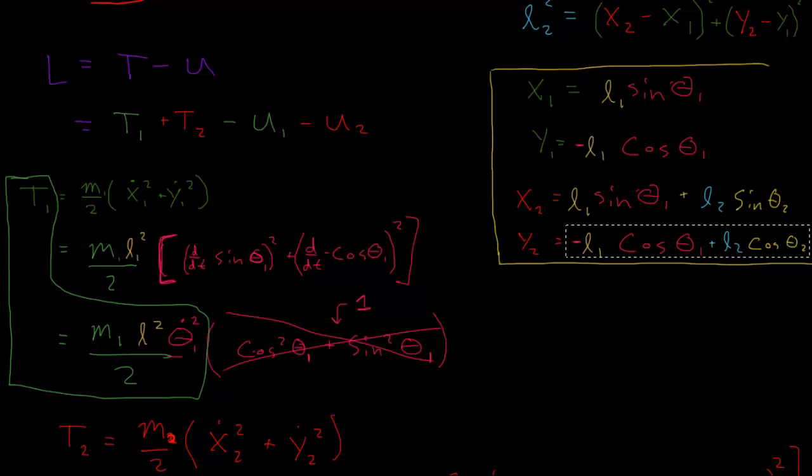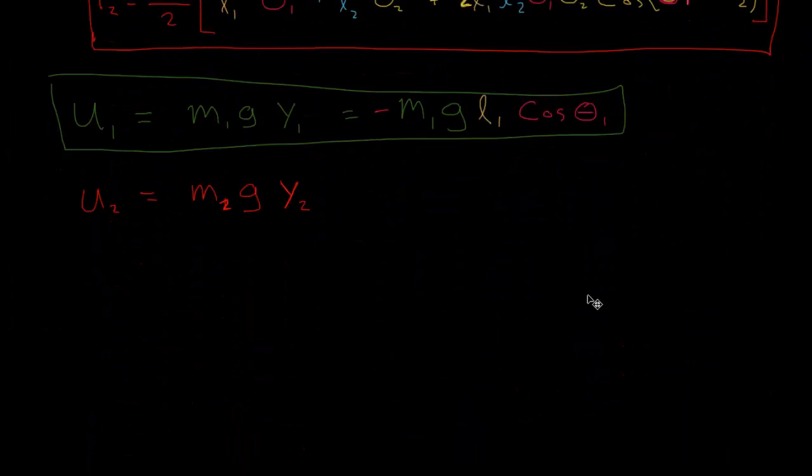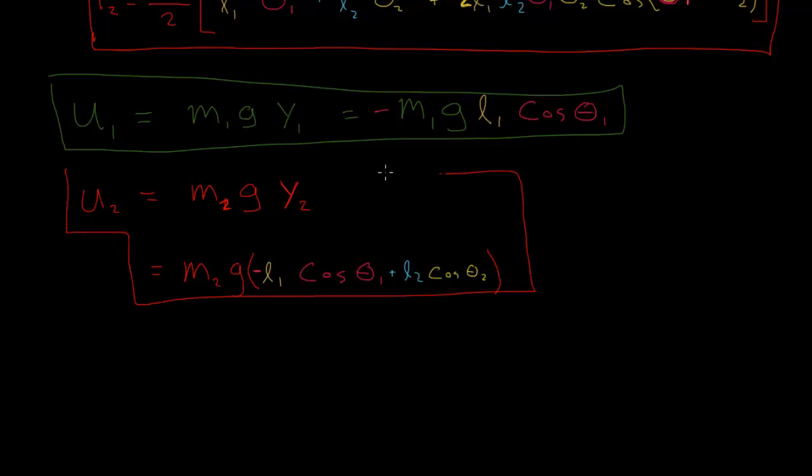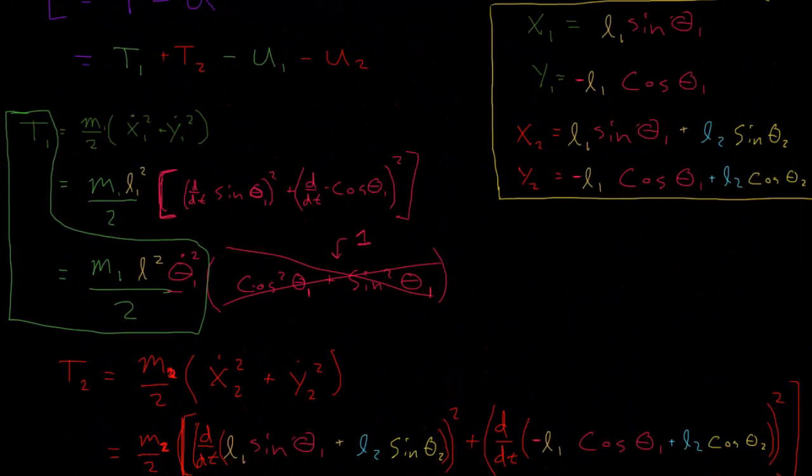Copy, and we can go down here and paste it. And then this equals m2 times g times this stuff. Now with that, we have our entire Lagrangian all in terms of these angles.